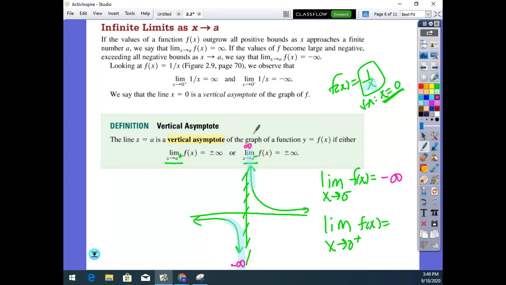It's going all the way up or all the way down. If infinity is your answer, then x equals that number is a vertical asymptote. So for vertical asymptotes, if I take the limit of the function at that point on the right or the left side, you're always going to have positive or negative infinity as the answer to the limit. That means there's an asymptote in the graph that we have to avoid because it creates a zero in the denominator.